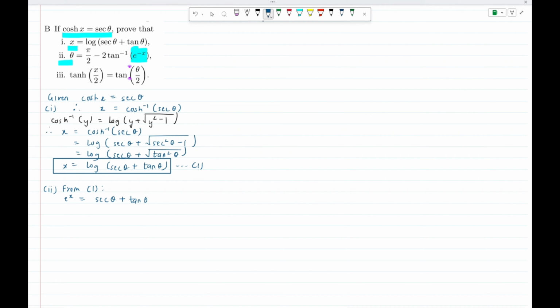Since we are looking out for e raised to minus x, this is going to be the reciprocal of sec theta plus tan theta. And as we are aware from high school, we can do conjugation over here, so we'll be multiplying and dividing it by sec theta minus tan theta.